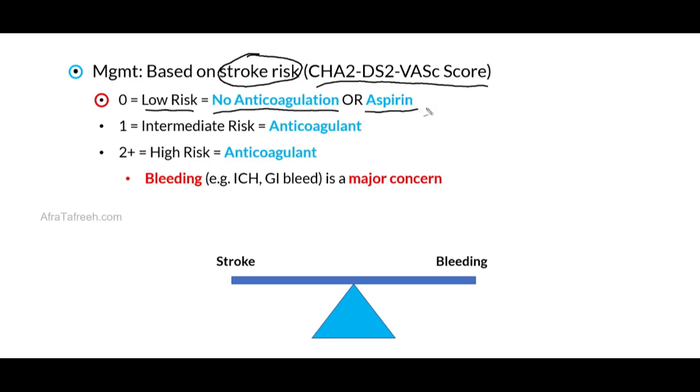If the patient has a CHA2DS2-VASc score of 1, then that patient has an intermediate risk of developing stroke, and therefore they should be placed on anticoagulation. If the patient has a CHA2DS2-VASc score of 2 or more, then that patient is considered to be high risk and therefore must be placed on anticoagulation.